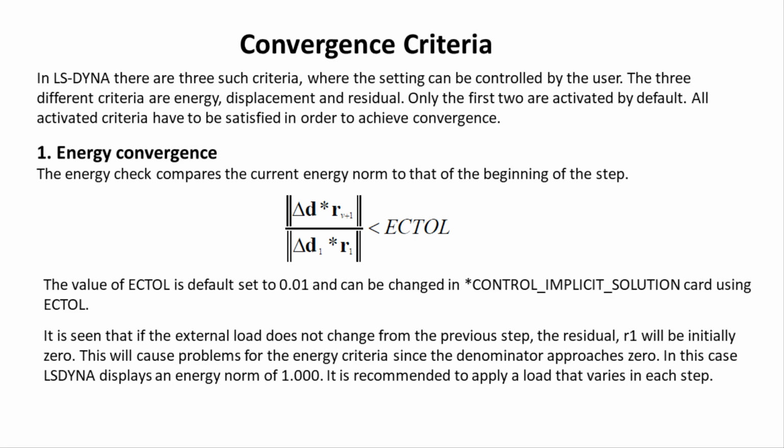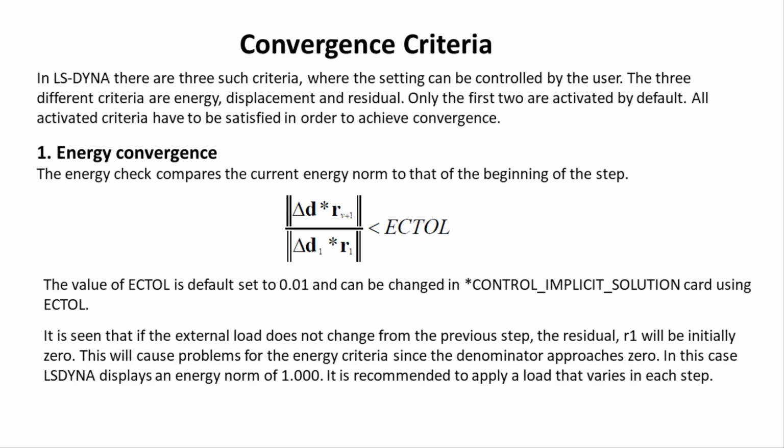In implicit analysis, convergence is a big concern for complex nonlinear models. In LS-DYNA there are 3 such criteria, where the setting can be controlled by the user. The 3 different criteria are energy, displacement, and residual. Only the first 2 are activated by default. All activated criteria have to be satisfied in order to achieve convergence.